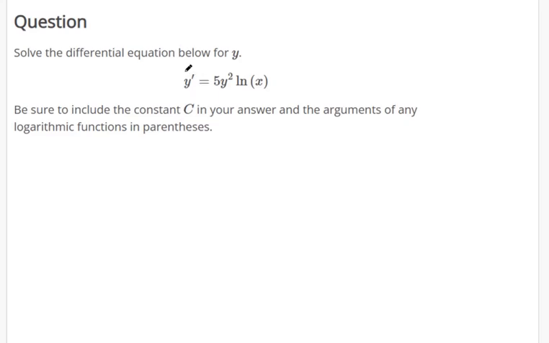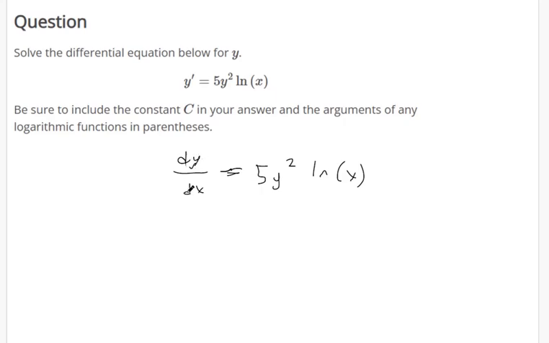Remember, y prime means dy/dx in this case, because it's y and x involved. If it was y prime and t was over here, we would assume that y prime is an abbreviation for dy/dt. So when we have a differential equation and it's nice and simple, the derivative's already solved for, we can usually solve it by separating the variables.